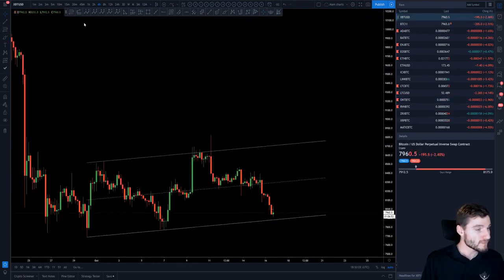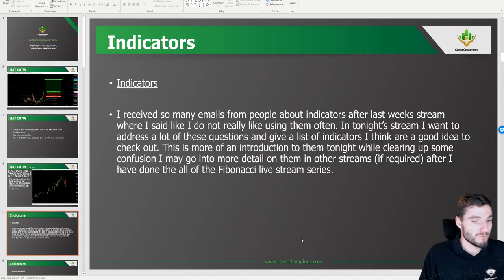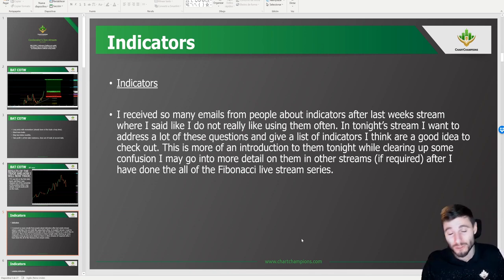But anyway, moving on to what I want to cover today, which is indicators. This is primarily because of the amount of possible confusion I caused from last week's stream, talking about divergences and looking at divergences specifically on the RSI. I just received an influx of emails from people asking about certain indicators. Do I recommend their indicator? A lot of questions like that, to be honest.